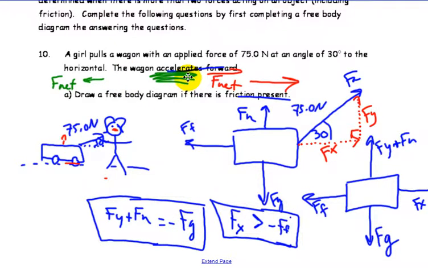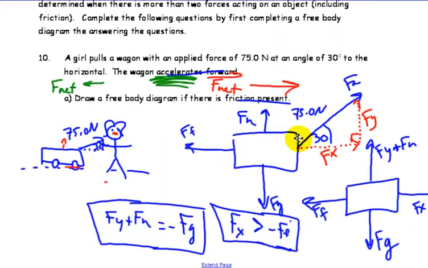And since this thing is accelerating, that must mean we have a net force going to the right, so our Fx must be bigger than Ff. Again, I put a negative there because friction is negative if Fx is positive, so to make it mathematically right, I put a negative in front of that one, so then all negatives become positive. Okay, so that's the scenario.